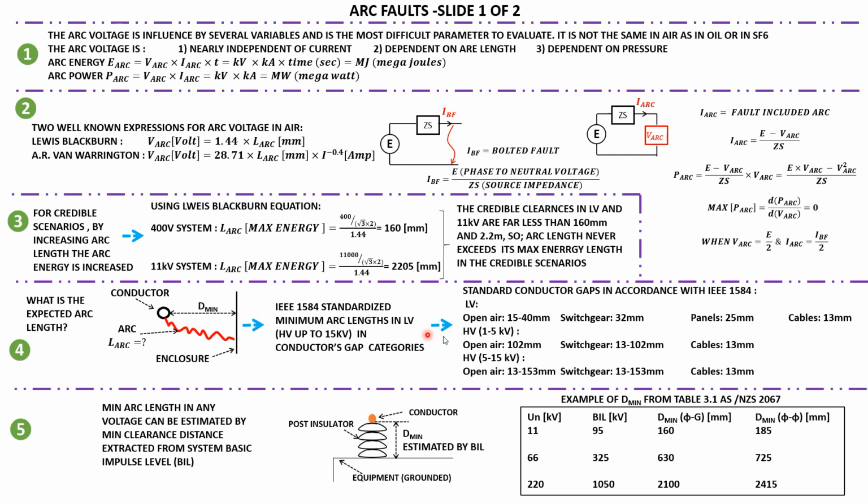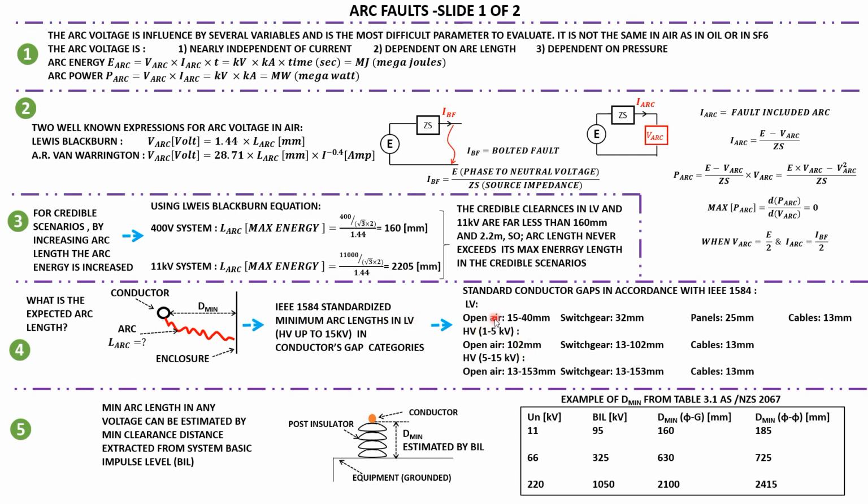And just because I said this presentation is about the concepts, IEEE 1584 doesn't say the minimum arc length and something like that. It actually introduces some standardized gaps in LV systems and HV up to 15 kV. So what it does now, we know that it wants some sort of standardized length of the arc for different equipment or different conditions.